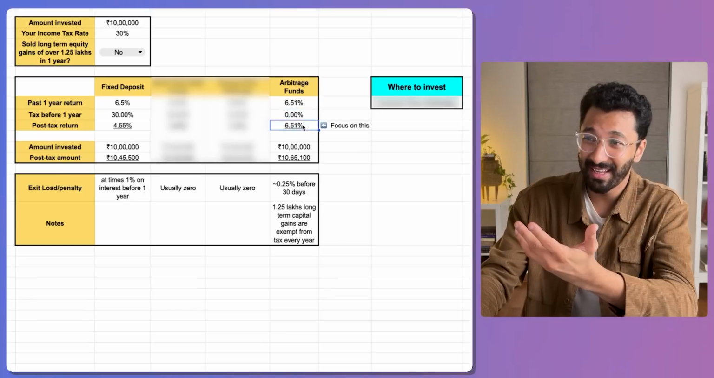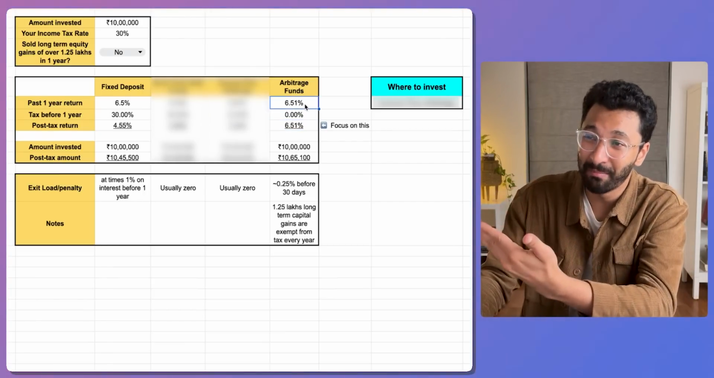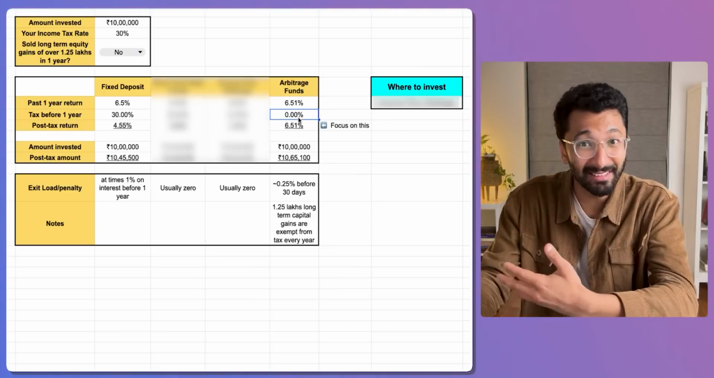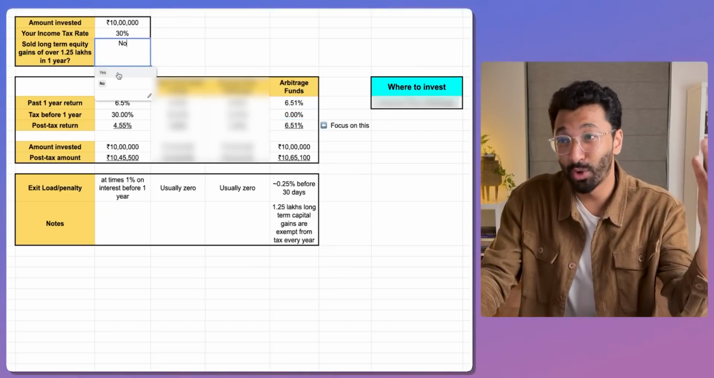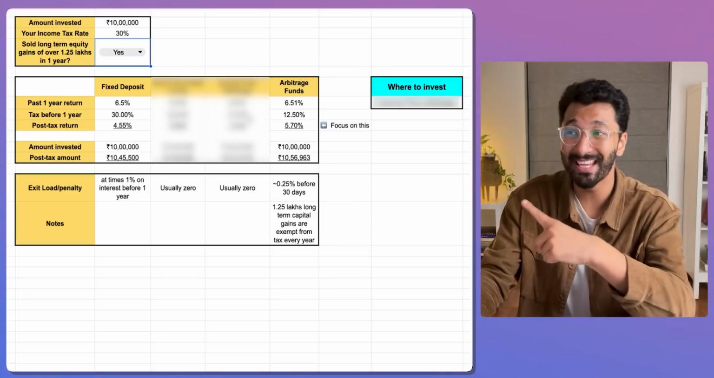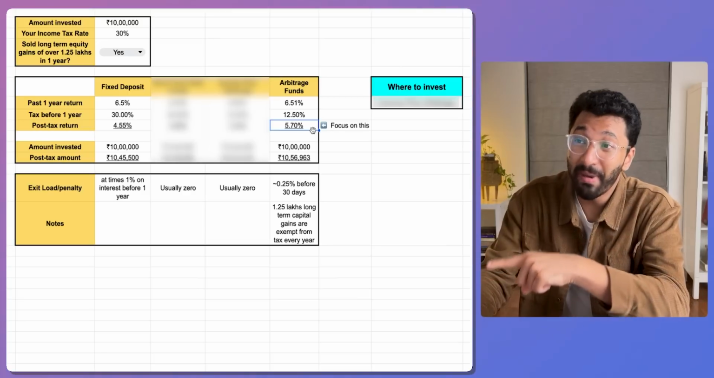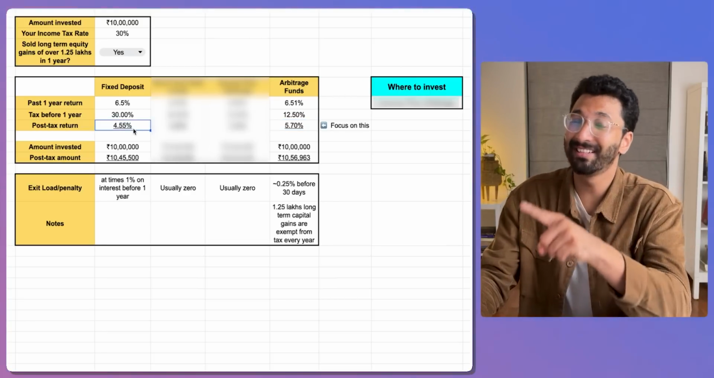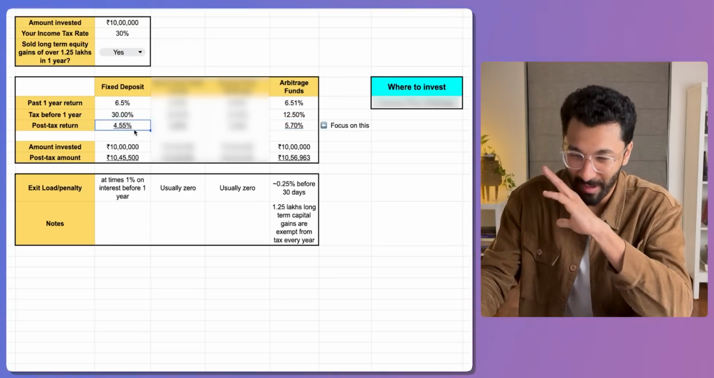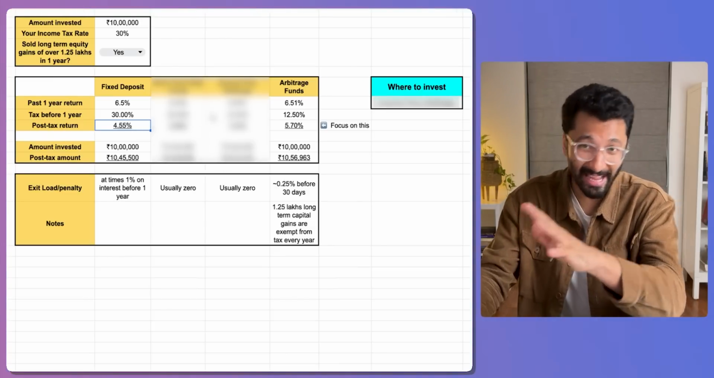Now, in this case, the post-tax return is basically 6.5%, the same, because the tax post 1 year is 0. But let's say you've sold long-term equity, some other investment, then yes, there will be tax applicable, and that drops to now 5.7%. But if you compare that against a fixed deposit, it is still higher. So remember that. There are two more opportunities here that we would want to explore, and I'll get to that in just a bit.